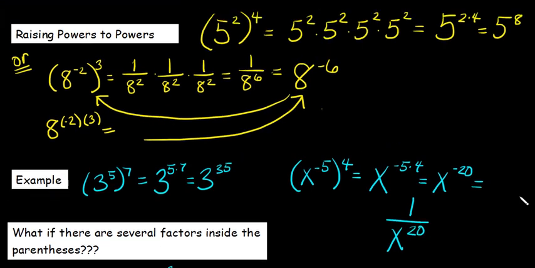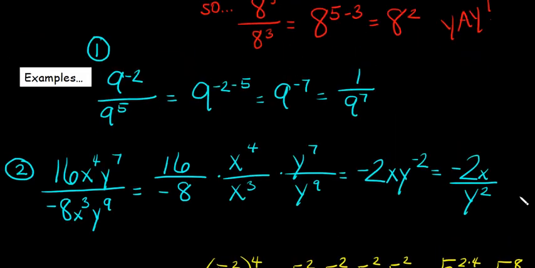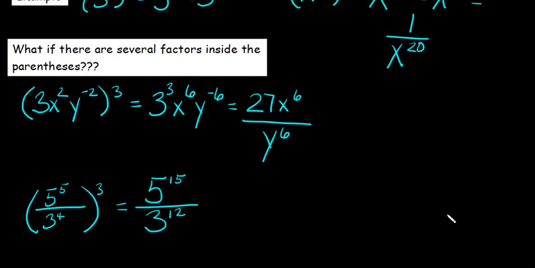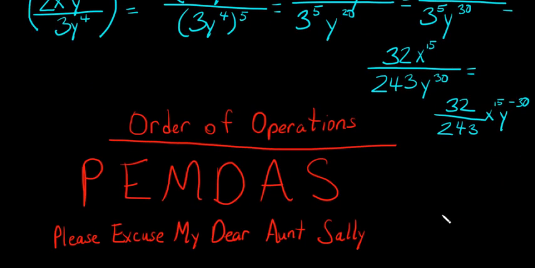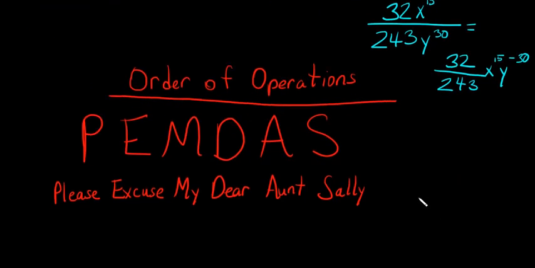The last thing I want to remind you of is your order of operations, because we see a lot of parentheses and exponents now. Your order of operations, how you do your math, is you do anything in the parentheses first, then you work with your exponents, then you multiply, then divide, then you add, then you subtract. And the easy way to remember that is, please excuse my dear Aunt Sally.